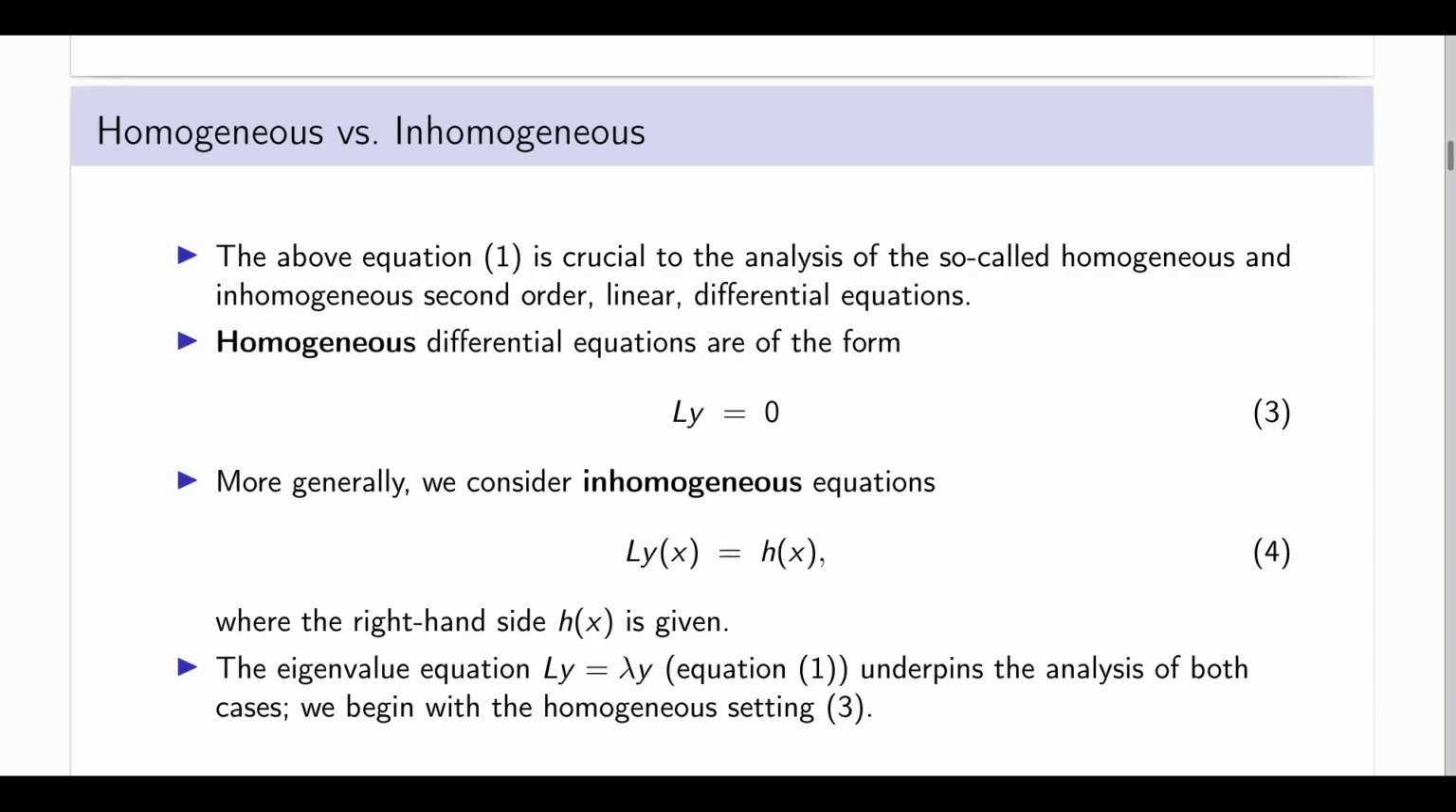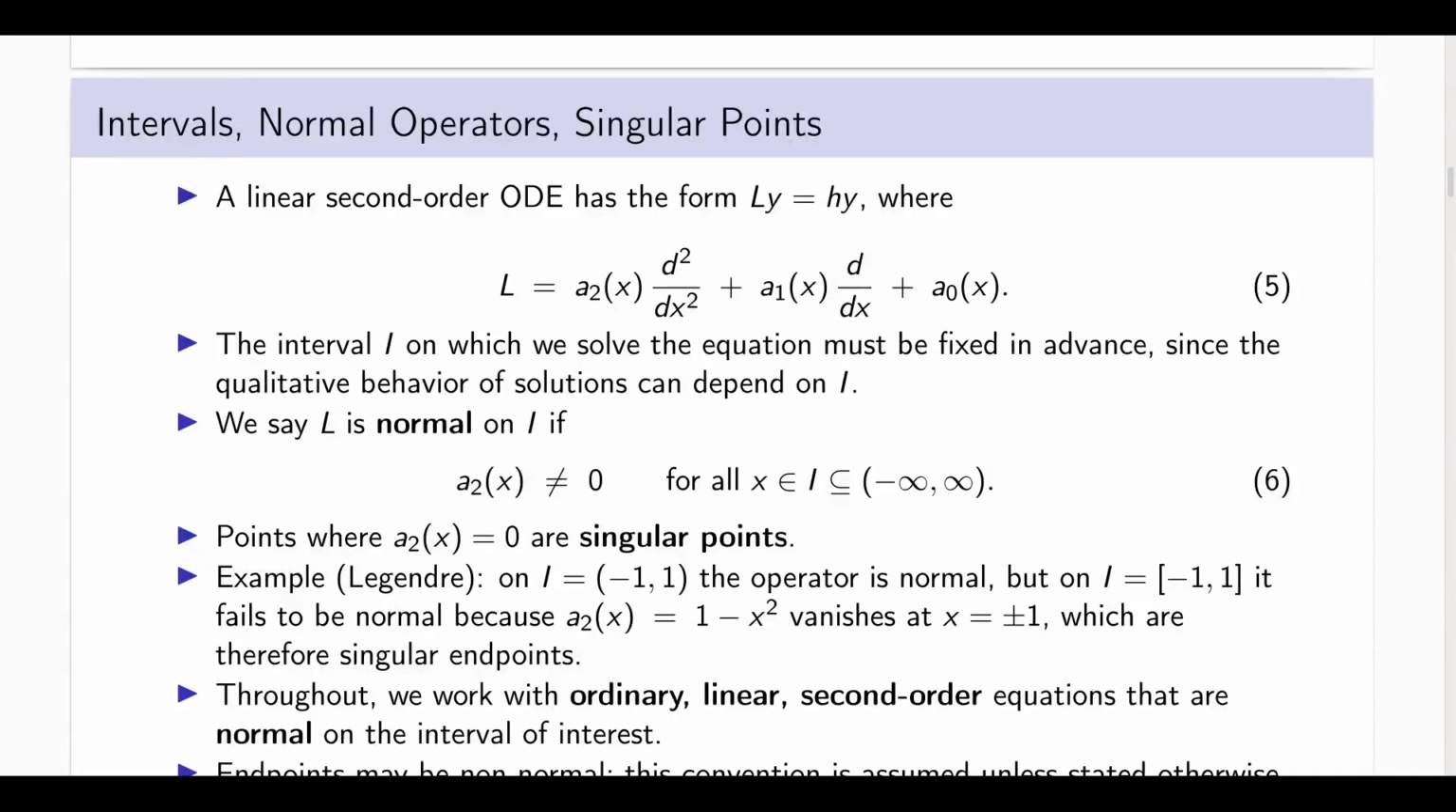A homogeneous equation is one of the form Ly equals 0. It is inhomogeneous if it equals some function h of x. A linear second-order ODE has then the form Ly equals h, where L equals a2 of x times d squared over dx squared, plus a1 of x times d over dx, plus a0 of x.